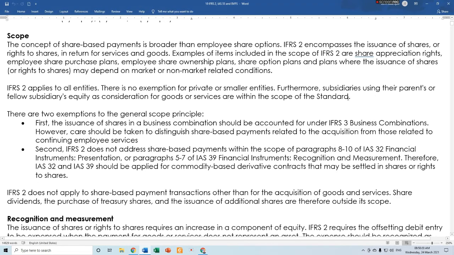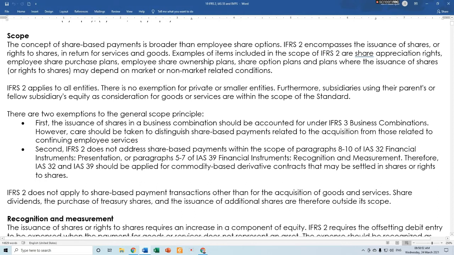Siyempre, there is a possibility na instead of the parent company shares, ang gagawin ni parent is igagamitin niyang consideration will be yung sa subsidiary. Okay? Kasi may control din lang naman siya over that particular entity. So, pwede yun. Okay? However, there are two exemptions to the general scope of the IFRS 2. Okay? First, the issuance of shares in a business combination kasi it is covered by IFRS 3. So, ano naman yan? Self-explanatory naman yan.